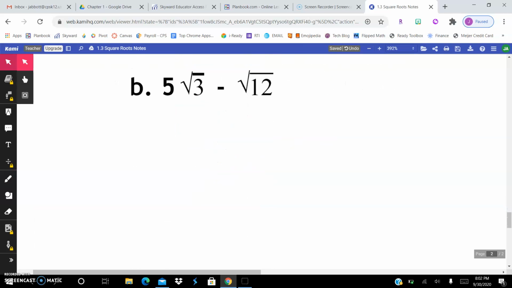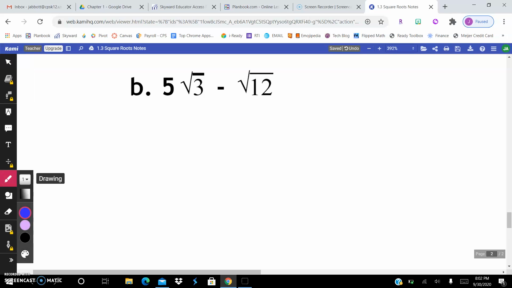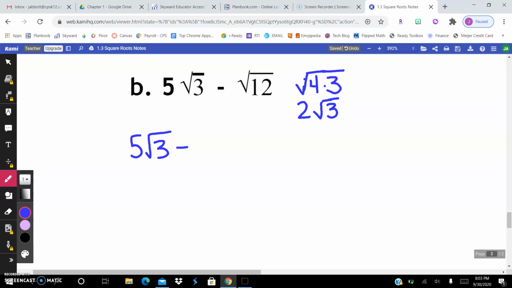For our next one, we have 5 square roots of 3 minus the square root of 12. So I need to simplify this down so that I have the same number under the radical symbol. So 12, I want 3 involved somehow. So I know that 12 is 4 times 3. So 4 times 3 under the radical symbol. The square root of 4 is 2, and the square root of 3 is going to stay. So we actually have 5 square roots of 3 minus 2 square roots of 3.